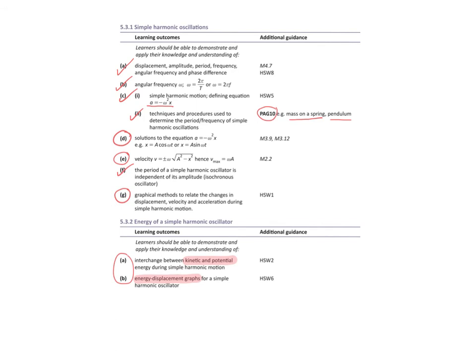Okay, so going back to the questions, we have looked at the solutions to the equation. We explained as well how to derive it, but you don't need to know it. We have looked at the velocity equation, how to get Vmax from it. And we also looked at the graphical representations to relate changes to displacement, velocity, and acceleration. The next thing that we'll look at is the energy changes.